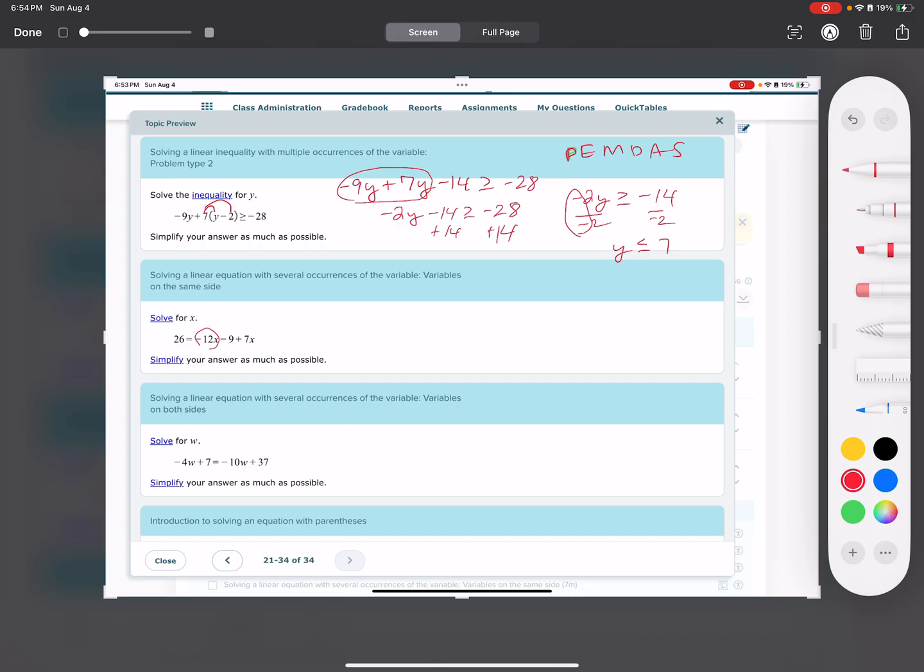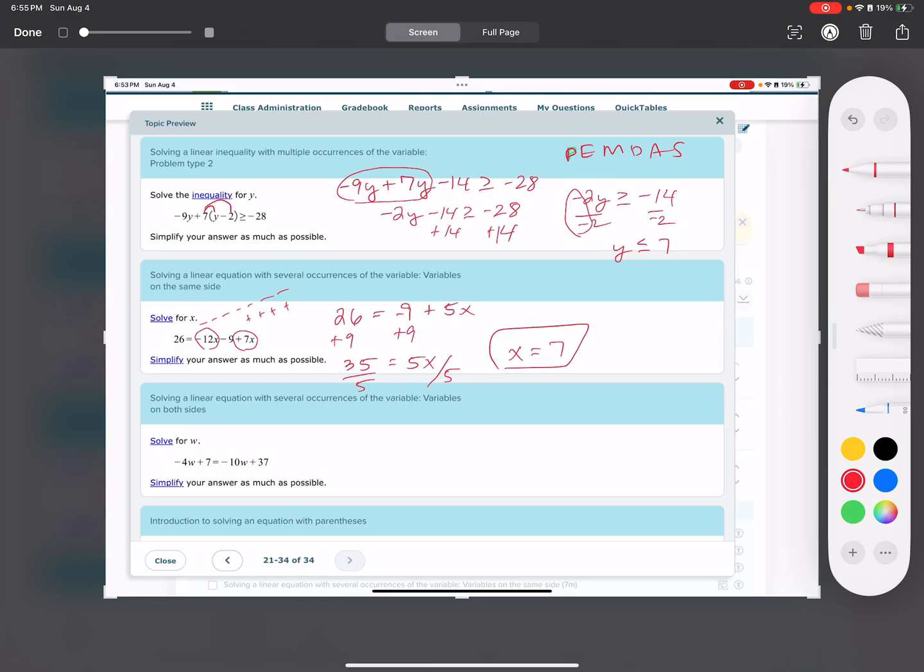So we have a negative 12 and a positive 7. So we're going to combine that first. So I have 26. And negative 12, so I have 12 negatives, and I have 7 positives. So now that's a difference of 5 x's. Negative 12x plus 7x is 5x. Add 9 to both sides, and I get 35 is equal to 5x. So the last step is divide by 5, and x is going to be equal to 7.